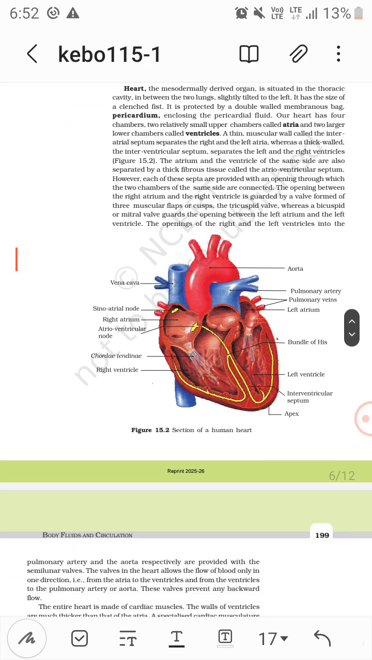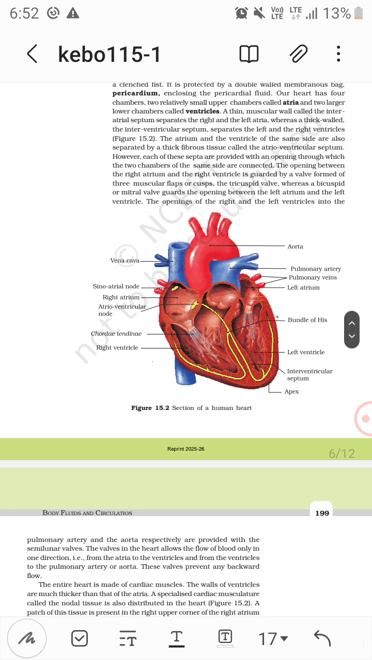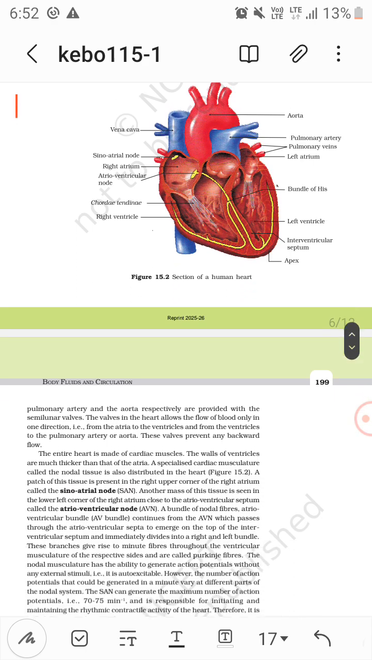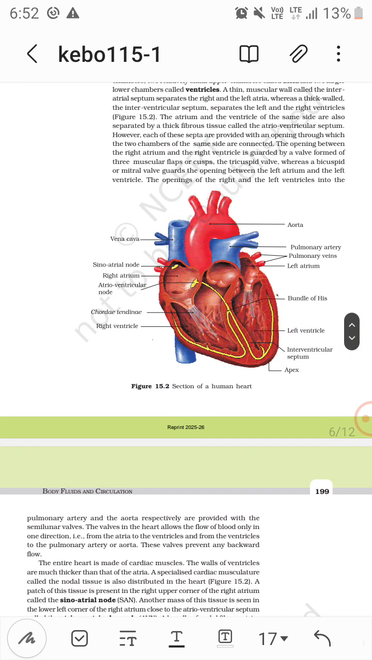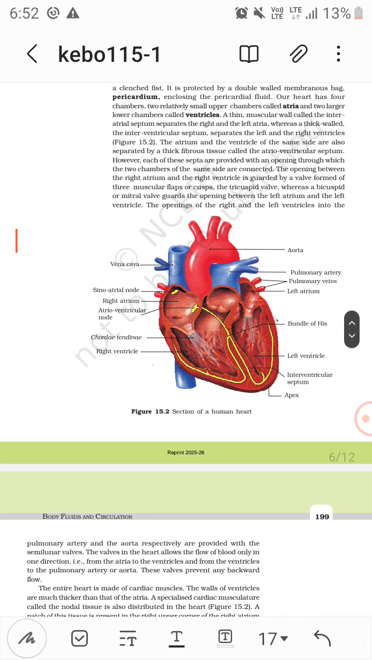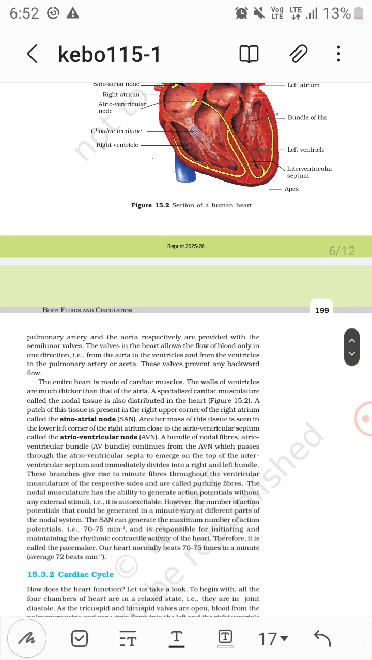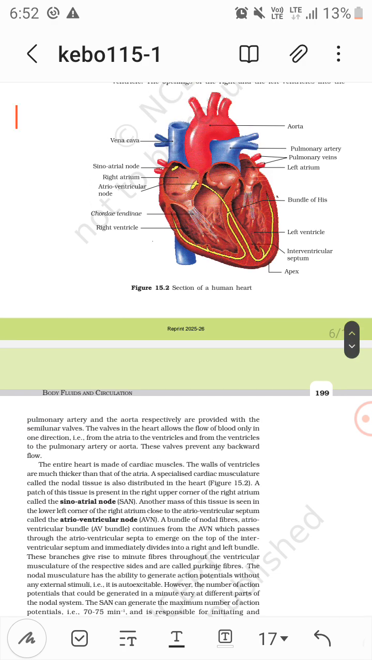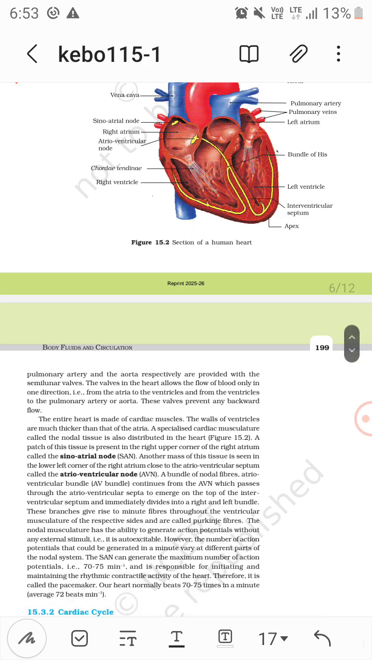Now there is the tricuspid valve, that is three cusps, between the right atrium and right ventricle, and between the left atrium and left ventricle they have the mitral valve, or bicuspid valve, right? So this is it. Now there are some semilunar valves: the right ventricle opens into the pulmonary artery, guarded by semilunar valves. And the left ventricle joins the aorta, which is also guarded by semilunar valves.